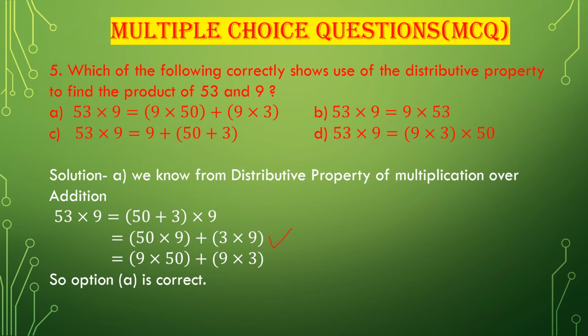And 50 multiplied with 9 we can write as 9 multiplied with 50. This is the commutative property. We reverse the multiplication. And 3 multiplied with 9, we can also reverse: 3 multiplied with 9 equal to 9 multiplied with 3. This is also the commutative property of multiplication. So we get 53 multiplied with 9 equal to 9 multiplied with 50 plus 9 multiplied by 3. So option A is correct.